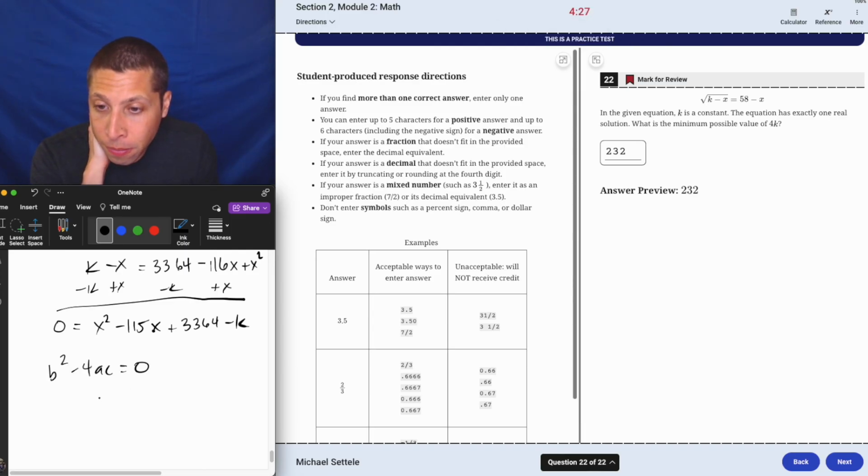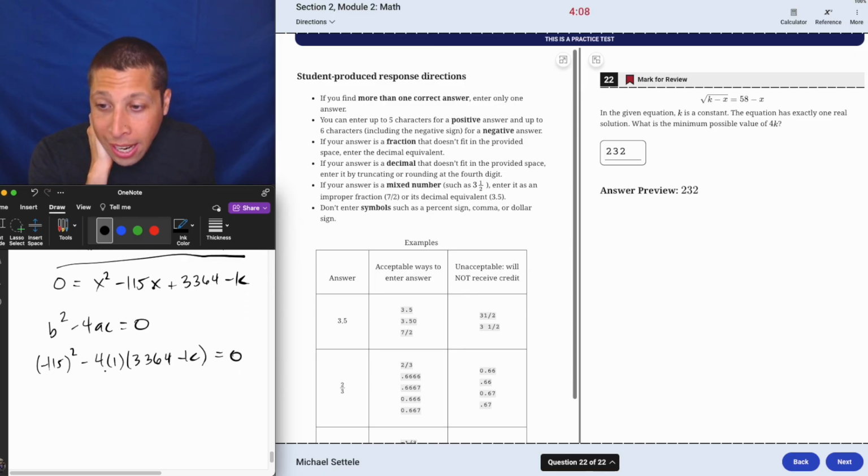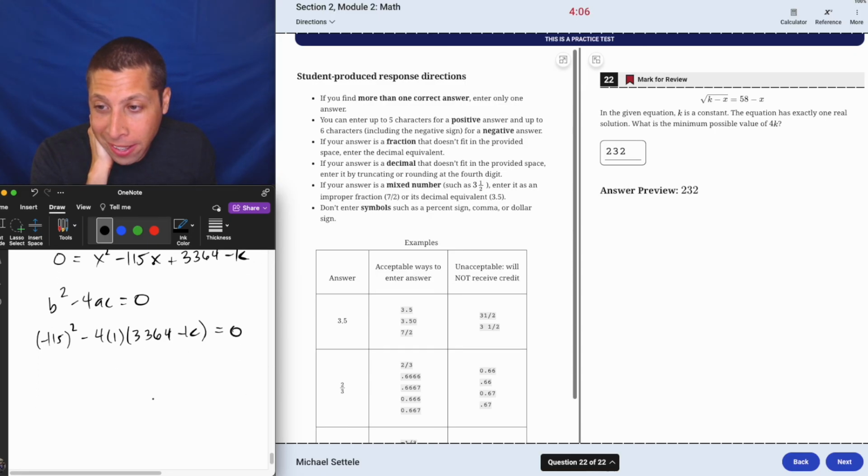So if I'm thinking about the discriminant, which is b squared minus 4ac, that's got to equal 0 because it's exactly one solution. So b squared would be 115 squared minus 4 times a is 1 and c is 3364 minus k equals 0. I kind of see where the 4k might be coming from now that I look at this.